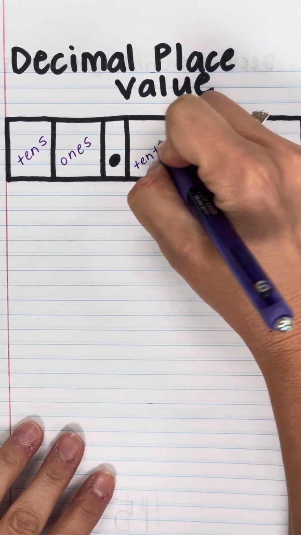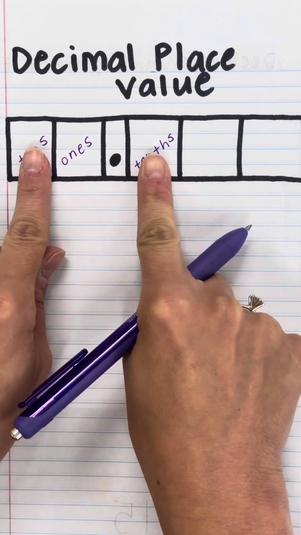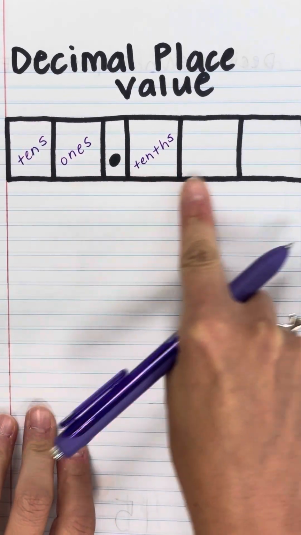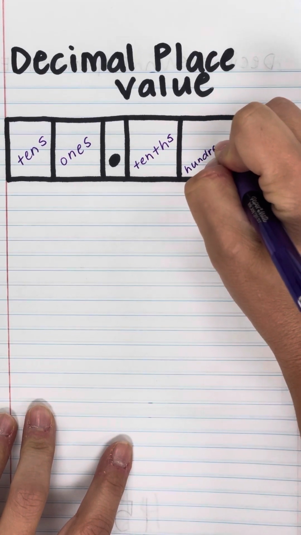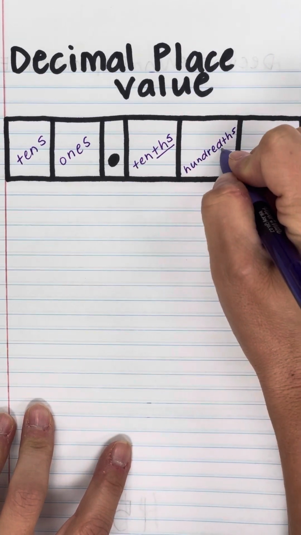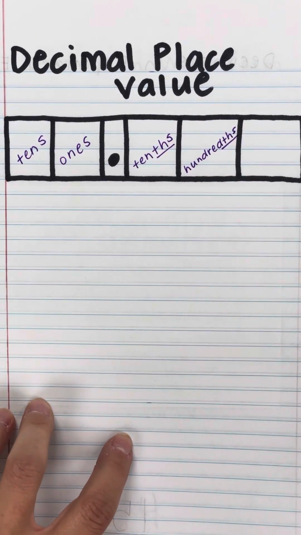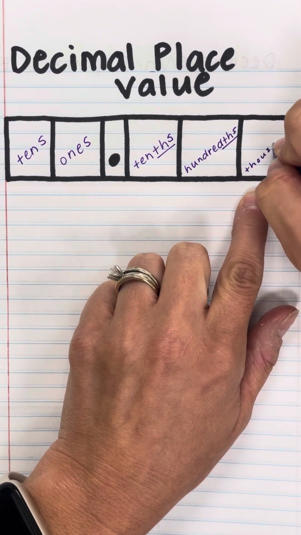So this will be our tenths. And notice that past this, they start to mirror each other. So we have our tenths. After this would be our hundredths. See how we have that THS at the end? That tells us that it's a decimal. Then we have our thousandths.